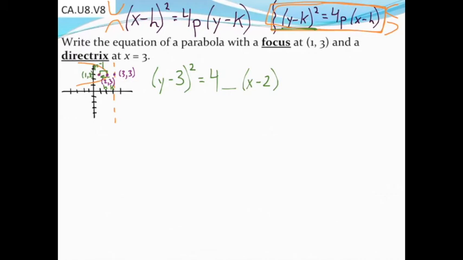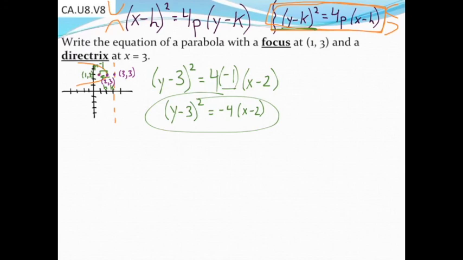So going back to my equation and plopping the p-value in there for negative 1. There's my equation. Let's add parentheses so it doesn't look like we're subtracting. As a last step, let's just multiply the 4 and the p-value together. So (y − 3) squared would equal negative 4 times (x − 2). If you want to distribute on the right hand side, go for it. Otherwise, I'm going to say that is my equation for the parabola described up above.